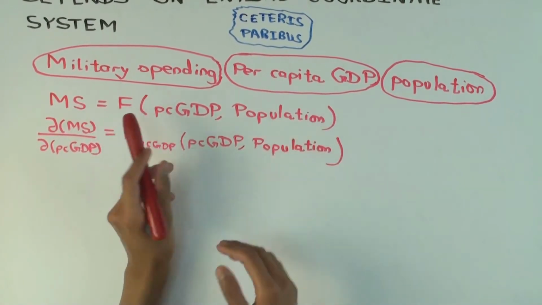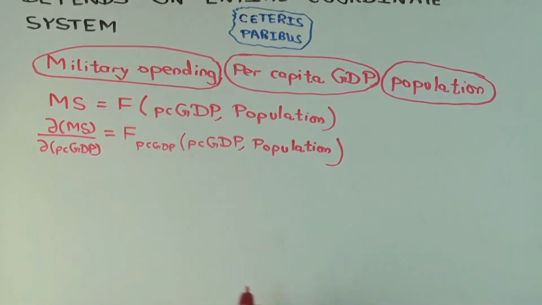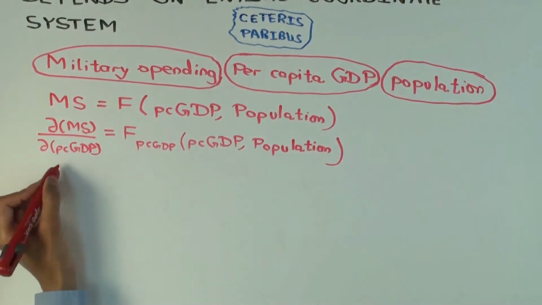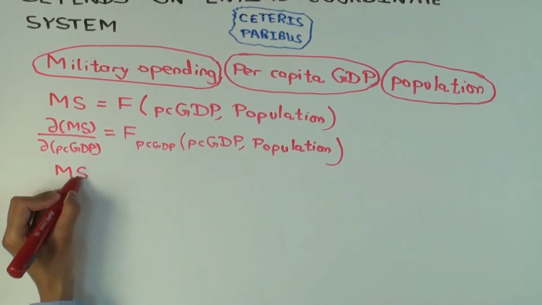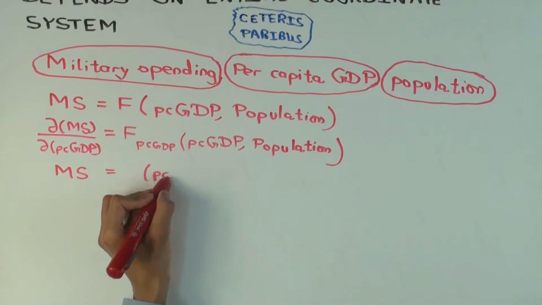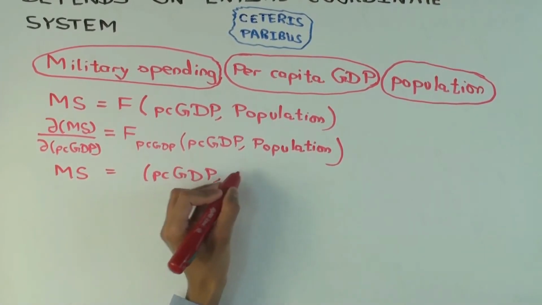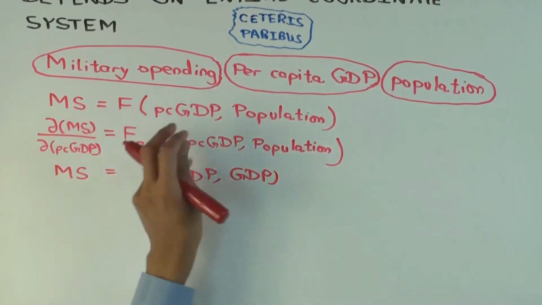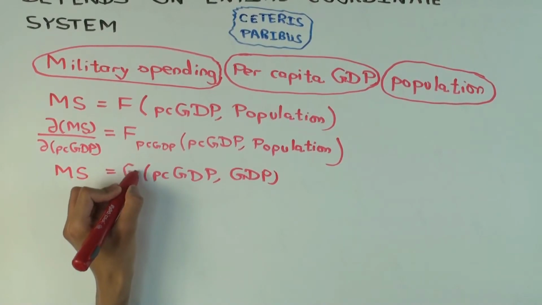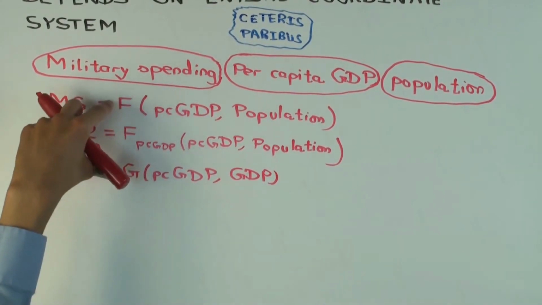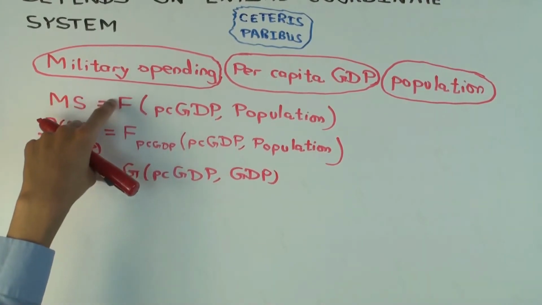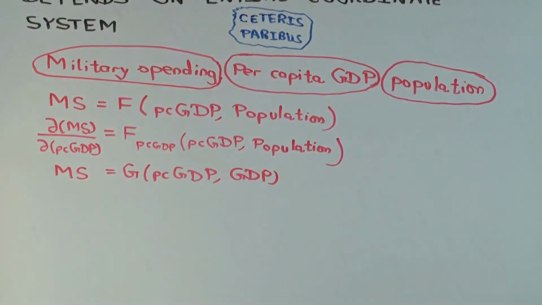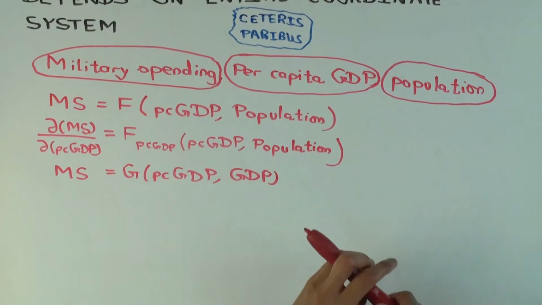Holding population constant. But somebody else may say, well, population isn't the right thing to hold constant to understand this relationship. What I really should be doing is considering military spending as a function of per capita GDP and total GDP. And now for the function, I cannot use the letter F because the form of the function will be different. So I'll use the letter G. Now, why are these two pieces of information equivalent? Why is it that if I have this function, I can work out this function and vice versa? Because GDP equals the product of population and per capita GDP.